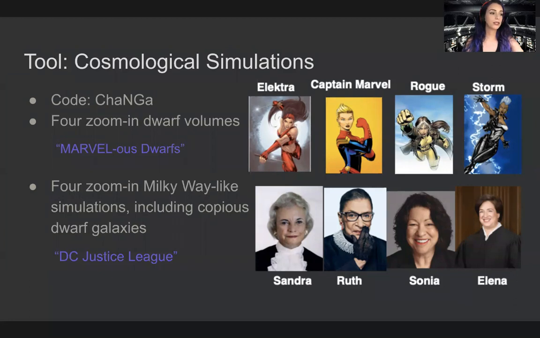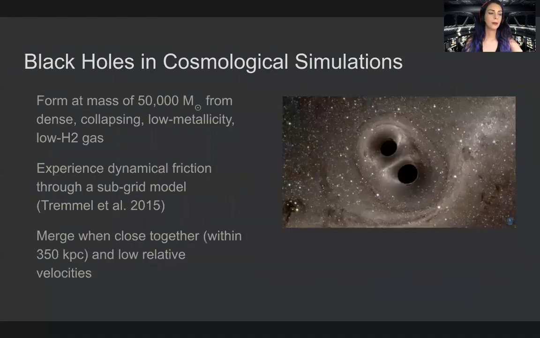This set of simulations is the highest resolution set of simulations which follow black holes and dwarf galaxies from the epoch of black hole formation to the present day. Black holes form self-consistently in our simulations from gas particles which are dense, collapsing, and have low metallicity and low molecular hydrogen fractions. These criteria most closely mimic the direct collapse model of black hole formation, and the black hole seed mass is 50,000 solar masses.